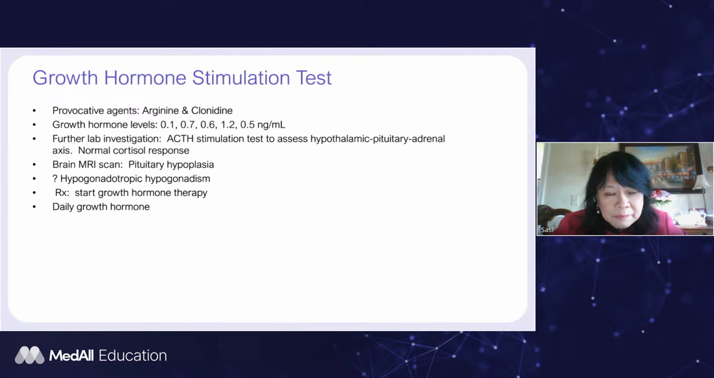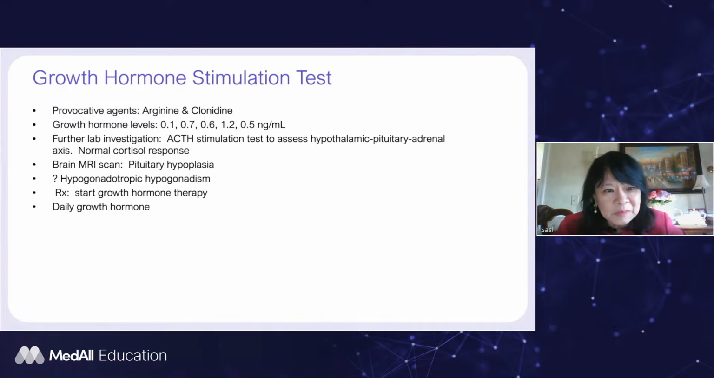So the next step that we need to evaluate is to see if he has another pituitary hormone deficiency, aside from growth hormone deficiency. We already did thyroid function tests. So the next one that we need to assess is adrenal function, and that's done by ACTH stimulation test. And he had normal cortisol response to the test.